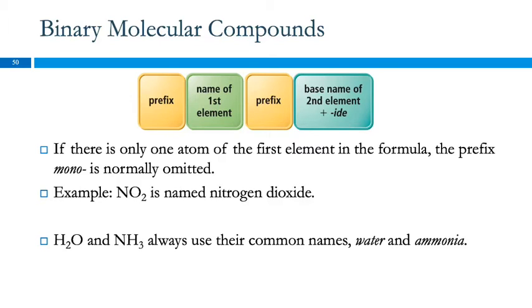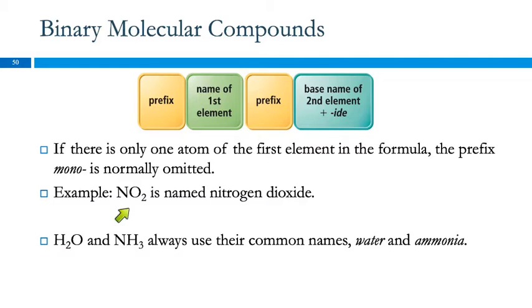Again, with the number 1, for the first element, if there's only one, we omit the prefix mono. Not sure exactly why, but we would end up with an awful lot of compounds named mono something. So then you get the Merck index and the alphabetical listing, and the M's would be huge. Maybe that's why, maybe not.